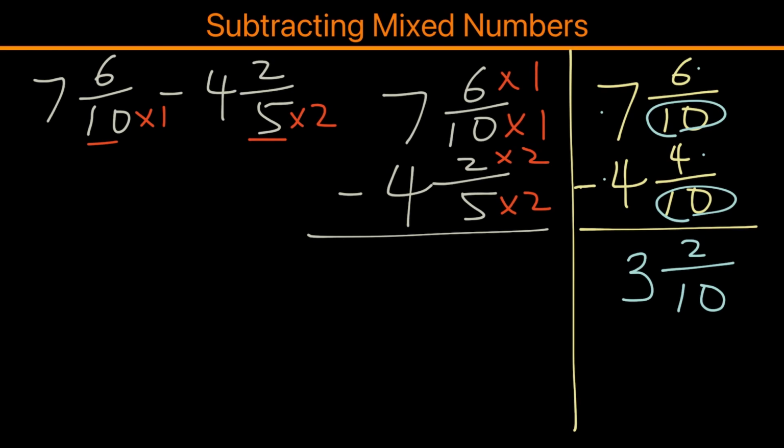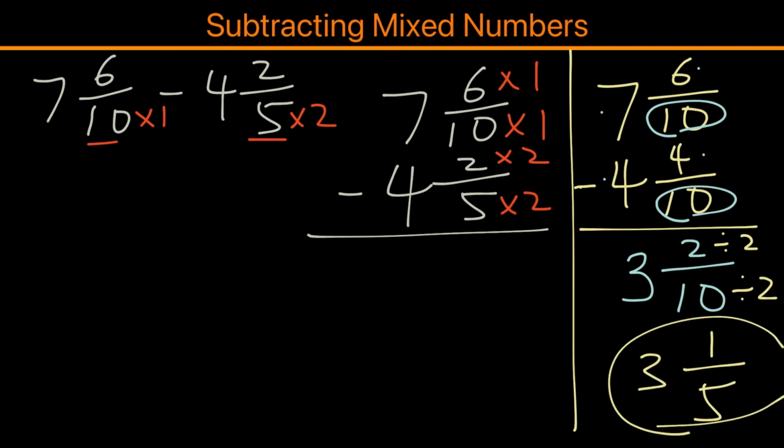And then 2 tenths, we could further simplify this by dividing it by 2. And that will equal 1/5, 3. So that answer is 3 1/5.